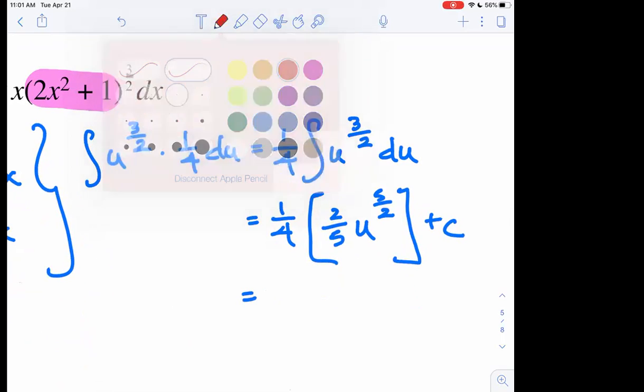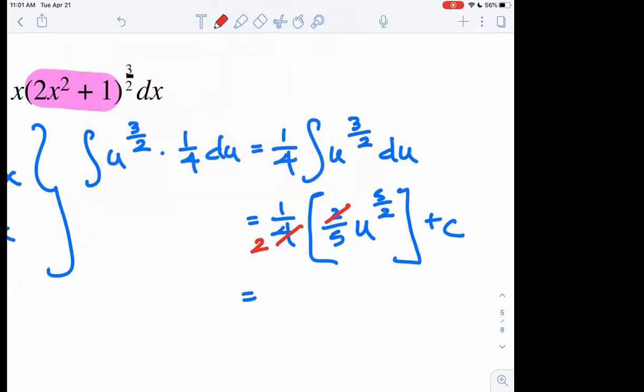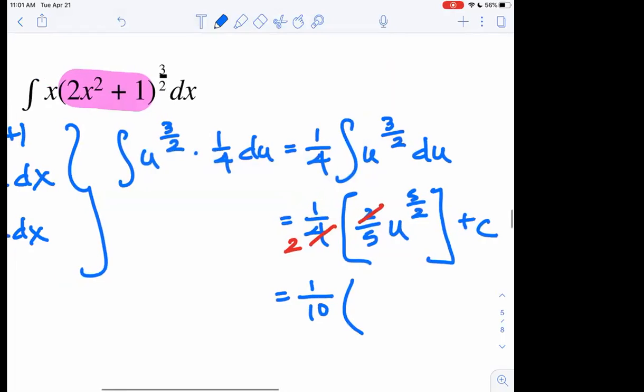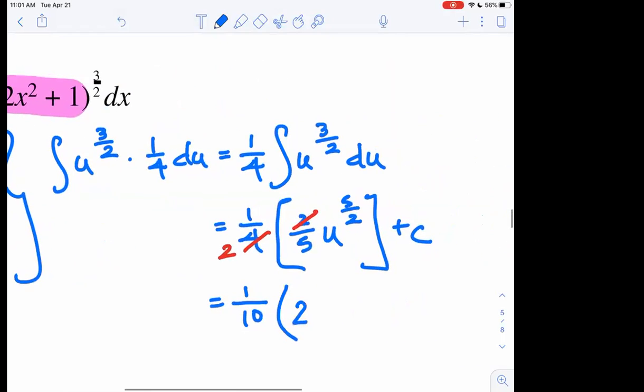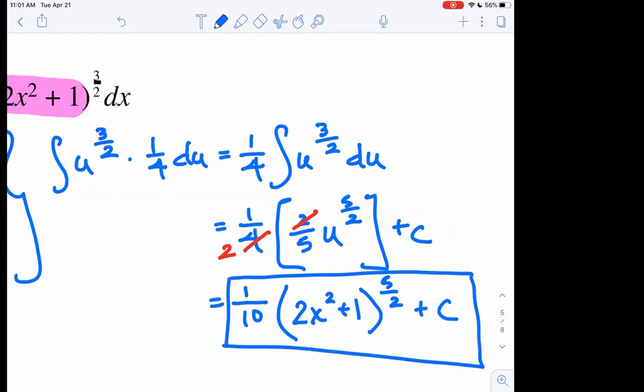And I'm going to reduce before I multiply here. And I'm going to get a 1/10. And everywhere I see the u, I'm going to put 2x squared plus 1. So 2x squared plus 1 to the 5/2 plus c. All right.